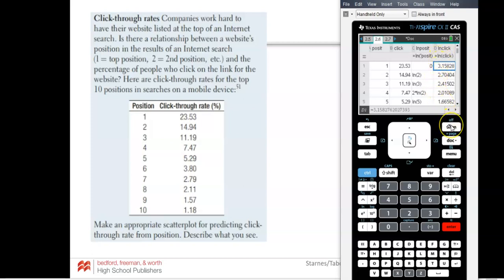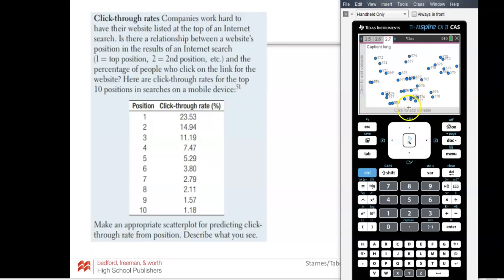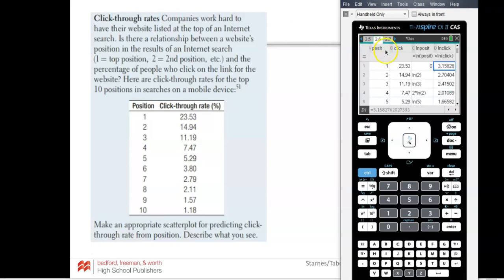Okay, so now we're going to graph that guy. So hit the home key, go to Data & Statistics, and we're going to go ln of posit versus ln of click. Whew. So it is still curved, which means this is exponential. My guess there was right. I didn't know, I was just guessing. So now, because we know it's exponential, we should take the log of the y variable, but keep x just regular. Okay, so let's try that.